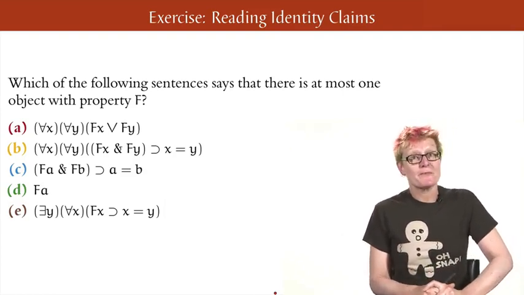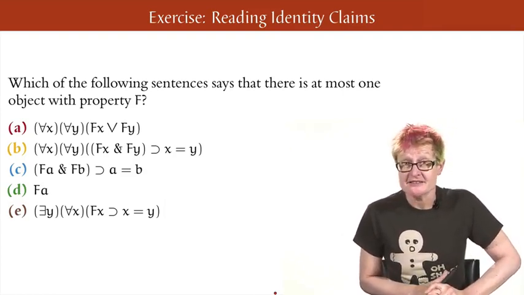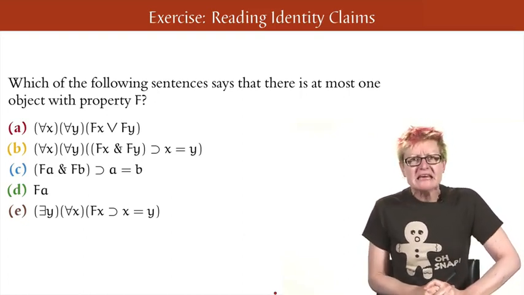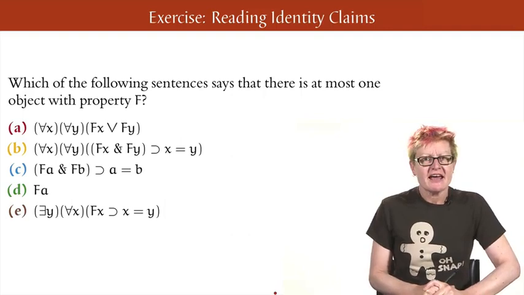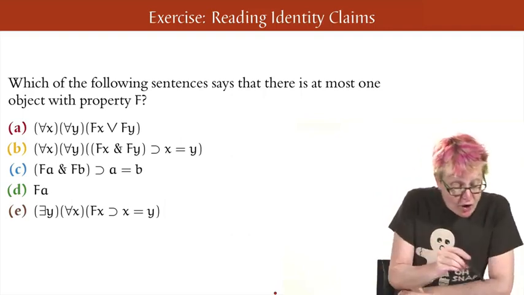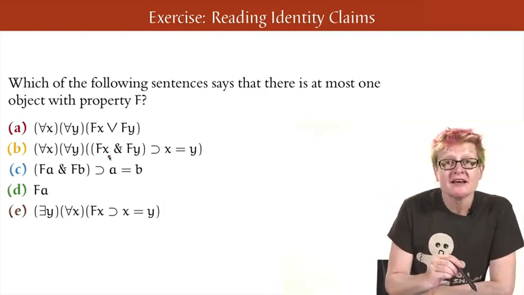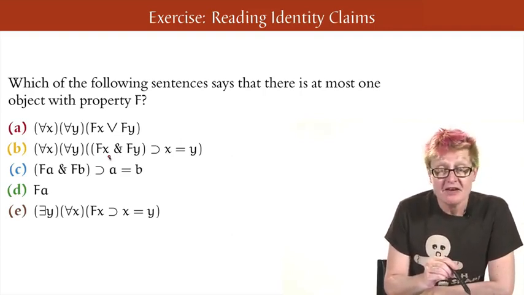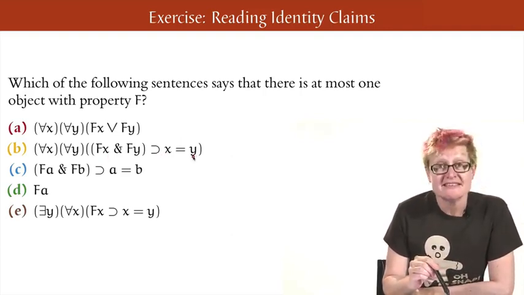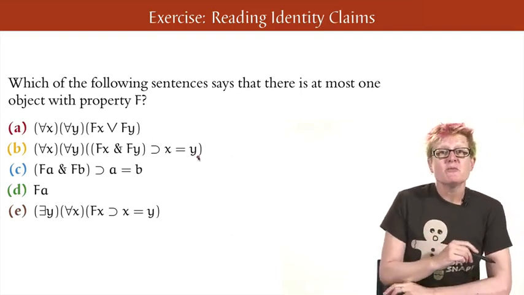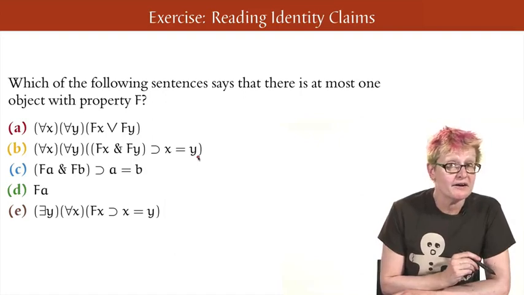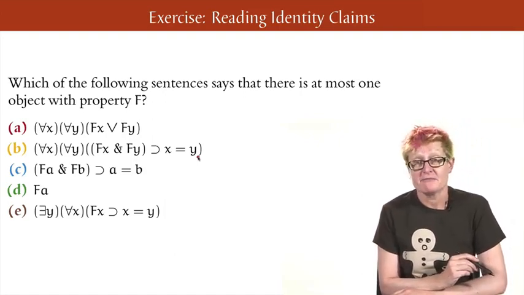So how did you go? The correct answers are B and E. Formula B can be read as saying, if there were 2 objects, X and Y, that both had property F, then they would be the same. This formula is true exactly when there are 0 or 1 objects with property F.